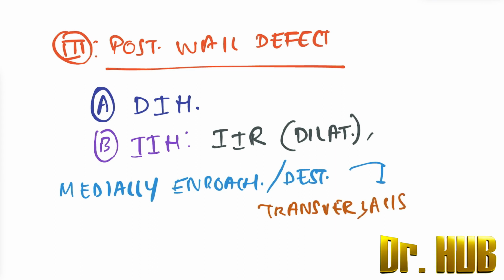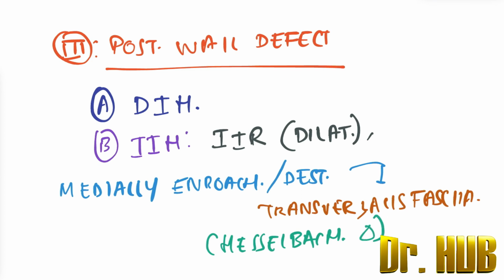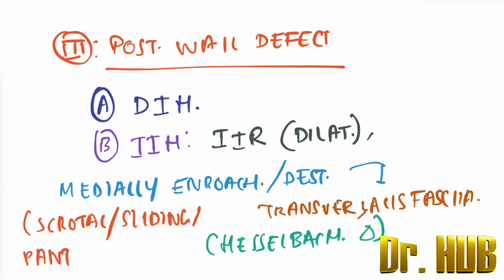The destruction is of the transversalis fascia, and this is of Hesselbach's triangle. What are the examples here? They include scrotal, sliding, and also the pantaloon hernia.